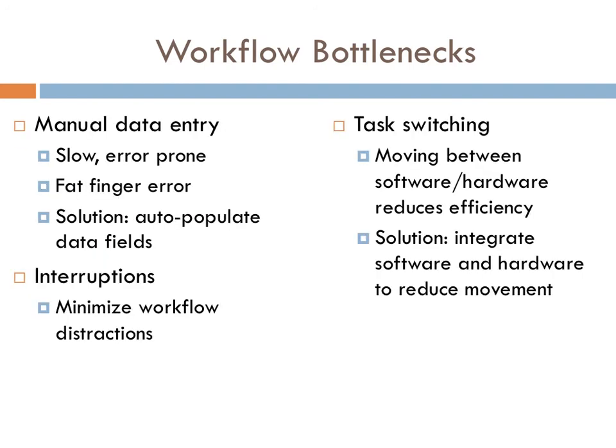Manual data entry is another example of a workflow bottleneck. It is slow to manually enter data, and it also can create errors. There is the fat finger error, which creates typographical errors that could be avoided by pre-populating the data fields. A solution is to auto-populate as many data fields as you can. That way you reduce the errors.